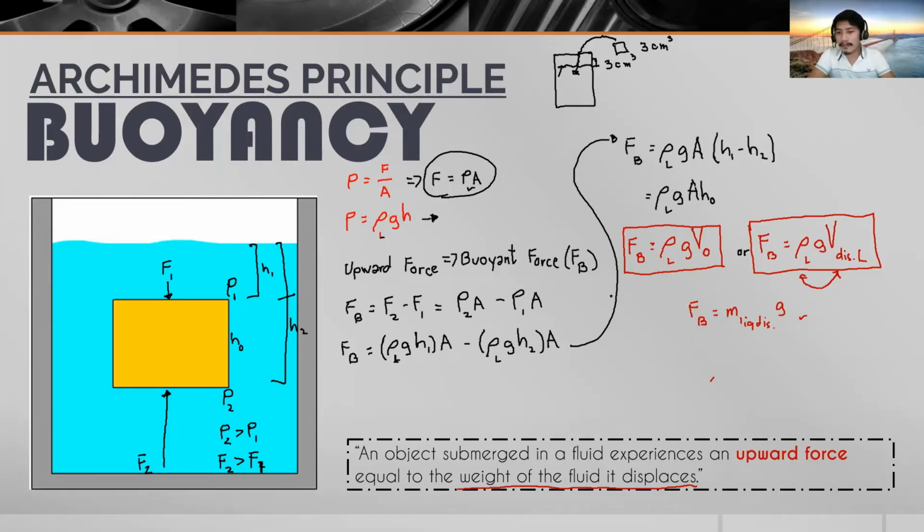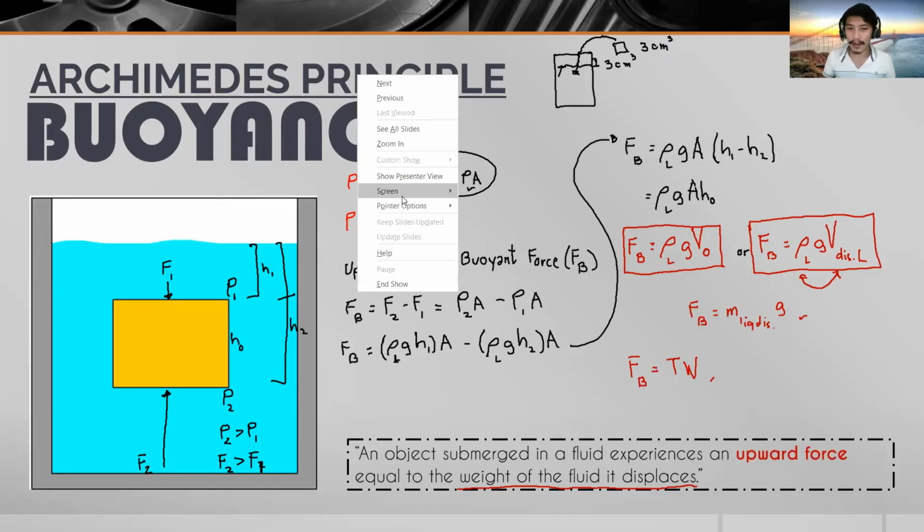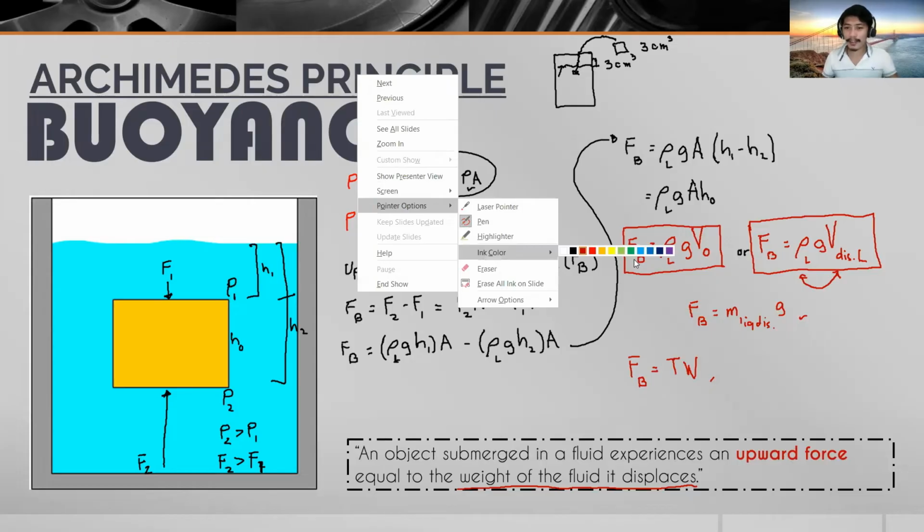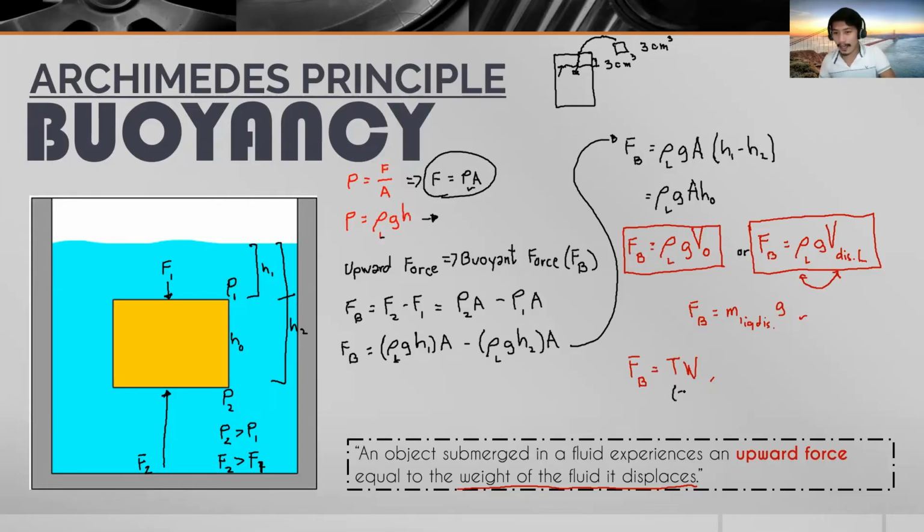Okay, now we can also define buoyant force in terms of the weight of our object. So buoyant force is equal to the true weight. Sir, ano ang ibig sabihin ng true weight, sir? Ang ibig sabihin ng true weight, that is the weight of our object when it is on air.